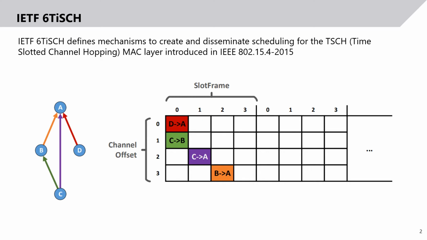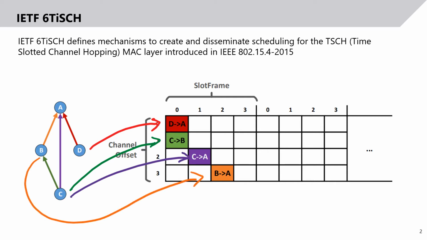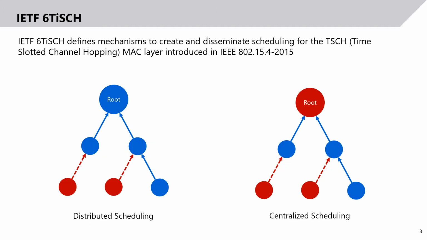So in a nutshell, 6TiSCH defines mechanisms to create and disseminate scheduling information for the time-slotted channel hopping, or TSCH, MAC layer introduced as part of IEEE 802.15.4 in the 2015 amendment. And this really allows you to do things like schedule orthogonal transmissions across co-located nodes and design optimal routing and scheduling paths across the network. And the standard defines two main approaches to actually creating these schedules. The first is distributed, and the second is centralized.